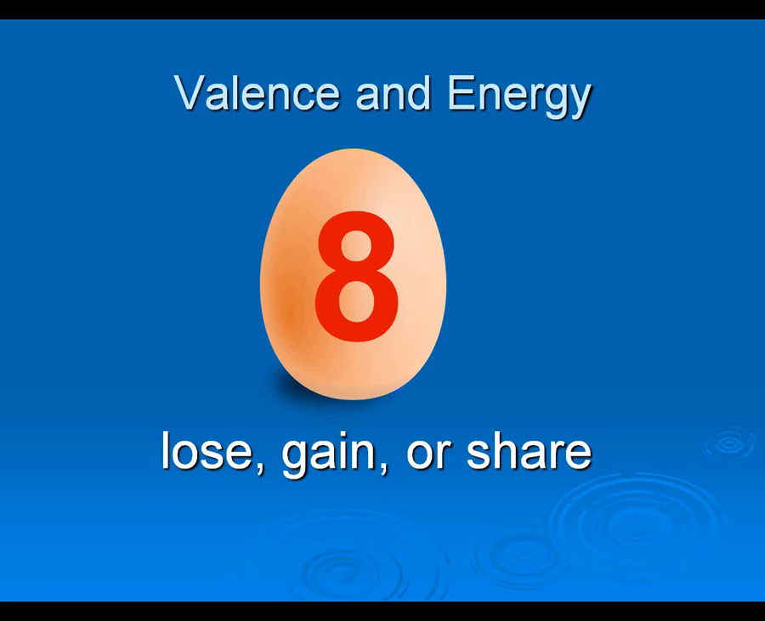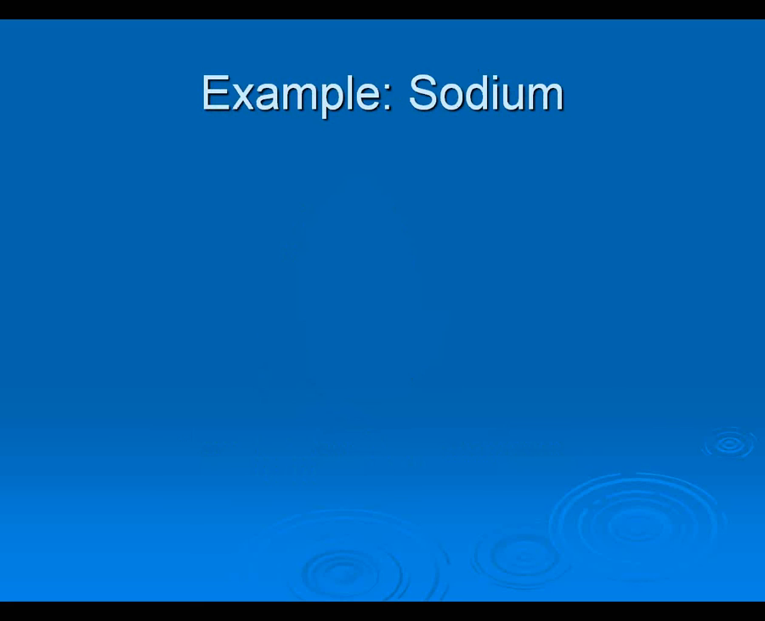And what they can do is they can give them away, they can take them in, or they can share them. And this is what's responsible for bonding. This is why atoms will hold on to each other. They can lose, gain, or share electrons until they become stable with 8.